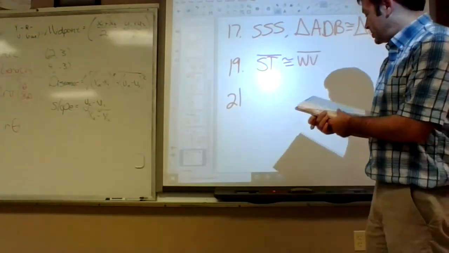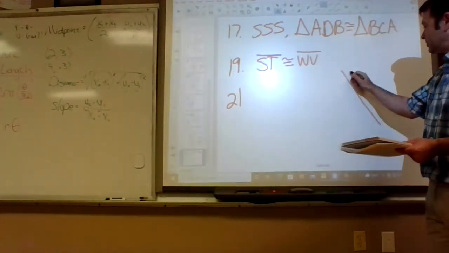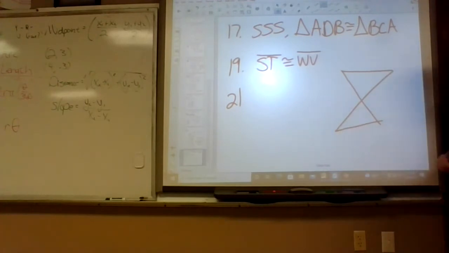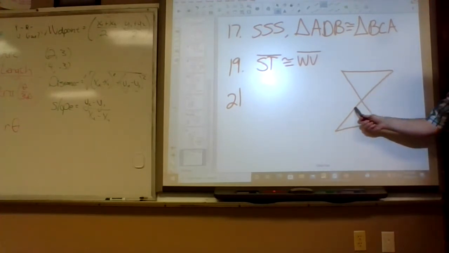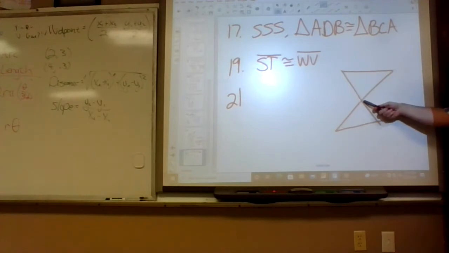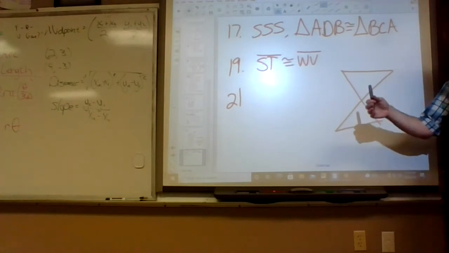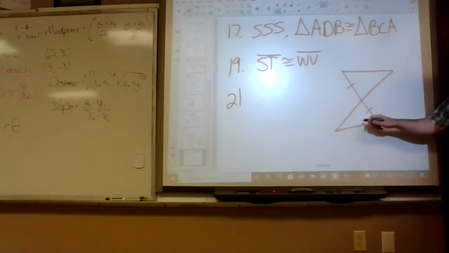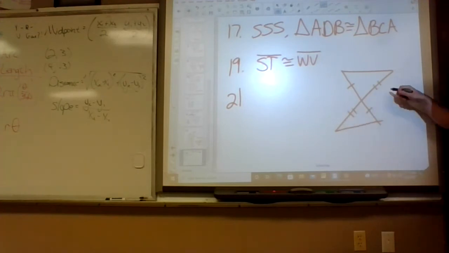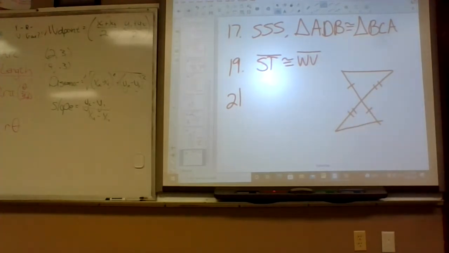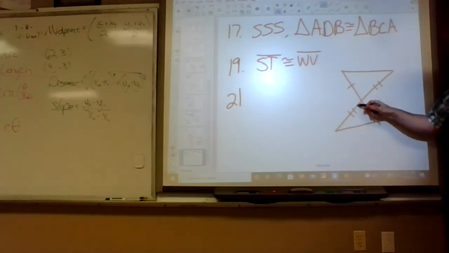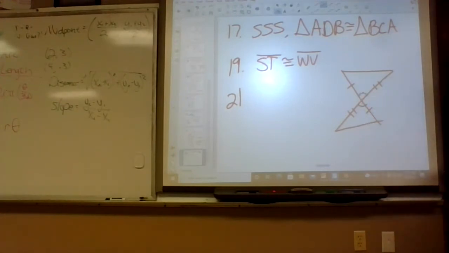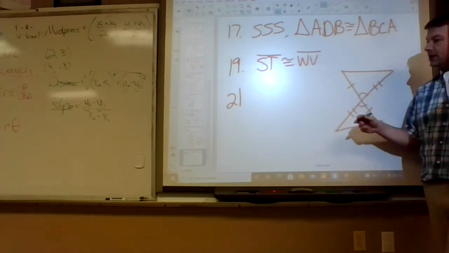21, it says AB and CD bisect each other. What does that tell us? If these two lines are bisecting each other, what does that mean? They're cutting each other in half, right? So this line is getting cut into 2 equal pieces, and this line is getting cut into 2 equal pieces. What else do we know that I didn't draw? Vertical angles are congruent. So do we have enough to say the triangles are congruent? Yes, by SAS, side angle side.